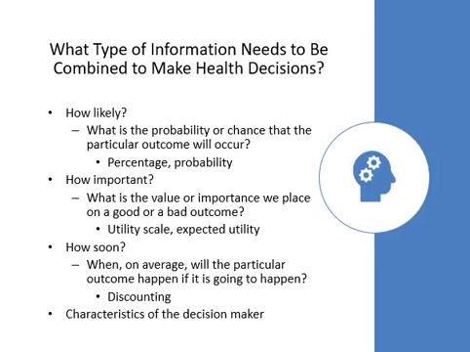In this video lecture, I want to start with talking about how we make health decisions. There are components that go into our decision making, like how likely is an outcome, how important is that outcome to us, how soon will it happen, and then other characteristics of me as a decision maker. And decision making is actually a very interesting science that looks at these different components to try to predict human behavior.